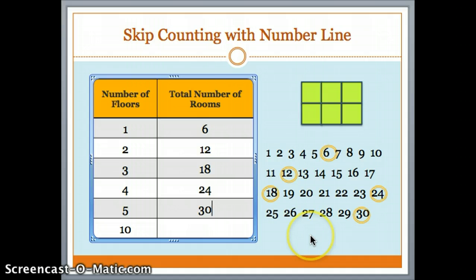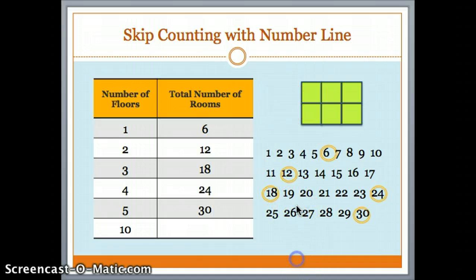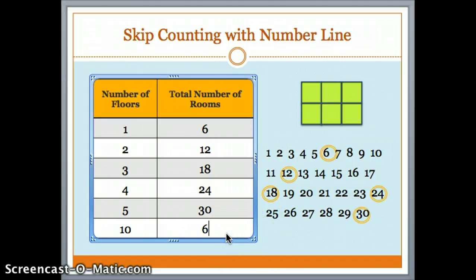Let's use that counting by 10s trick to help me with my 10th floor. 10, 20, 30, 40, 50, 60. Still 60 rooms on 10 floors when we count by 6.